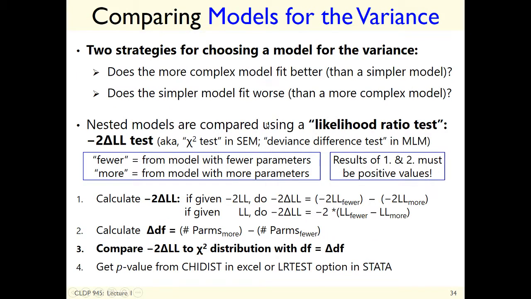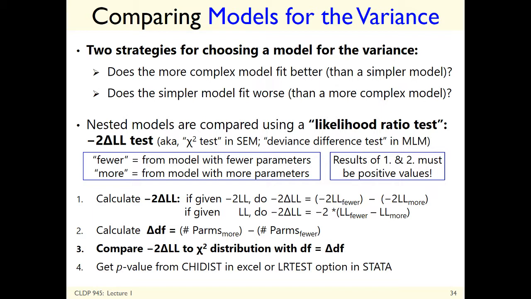Here's a review of how to do a likelihood ratio test. So this same process is called a chi-square test in SEM. It's called a deviance test in MLM. Likelihood ratio test is sort of a generic term that holds across disciplines. I tend to report -2 delta for the big triangle log likelihood. Some people report that as chi-square in their paper. Either one of those is fine.